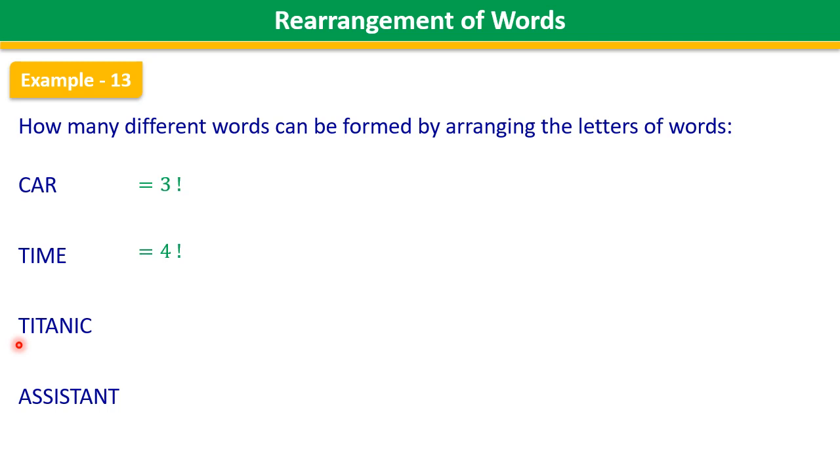Now we come to the word Titanic. Now in this word Titanic, if suppose this T and this T interchange their position and all other letters remain intact at their position, we won't say it is a separate arrangement. Or suppose this I and this I interchange their position and all other letters remain intact, we don't say that it's a separate arrangement. So here the subgroups are identical. There are 2 T's and 2 I's.